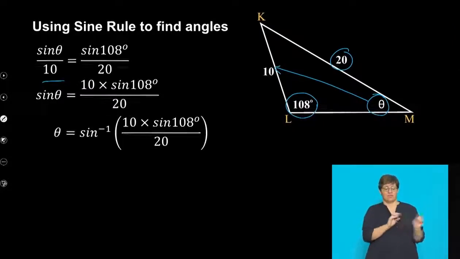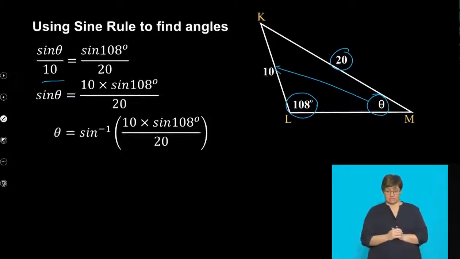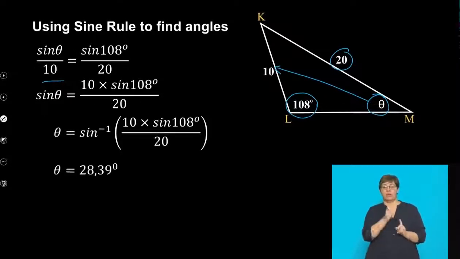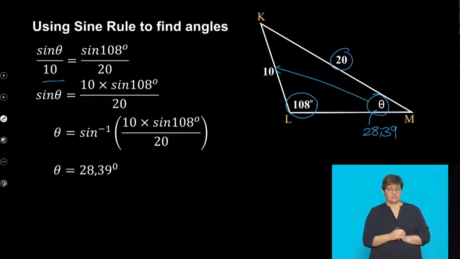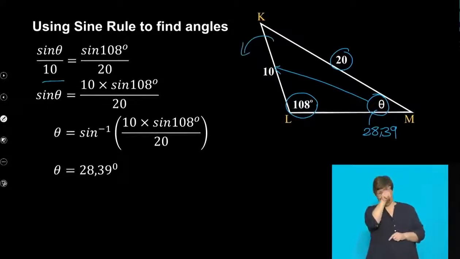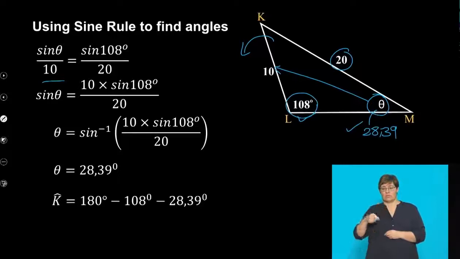And so we get theta being shift sine, and we put this into our calculator. When we substitute all of these into our calculator, we'll get an answer of theta equals 28,39. So this angle is 28,39. Now, we need to find angle K using the three angles of a triangle. So we've got 108, we've got 28,39. So K is easy to find now. You just subtract those from 180, and K is now 43,61 degrees.